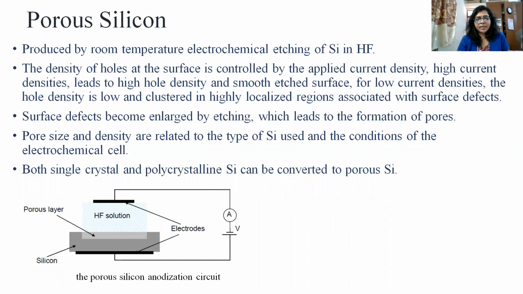High current density leads to high density of holes and a smooth-edged surface. For low current density, the hole density is also low. Here we can see the schematic where the silicon is subjected to the HF and then the circuit is closed. When current is passed, the silicon reacts with HF and creates the holes. Both single and polycrystalline silicon can be converted into porous silicon.